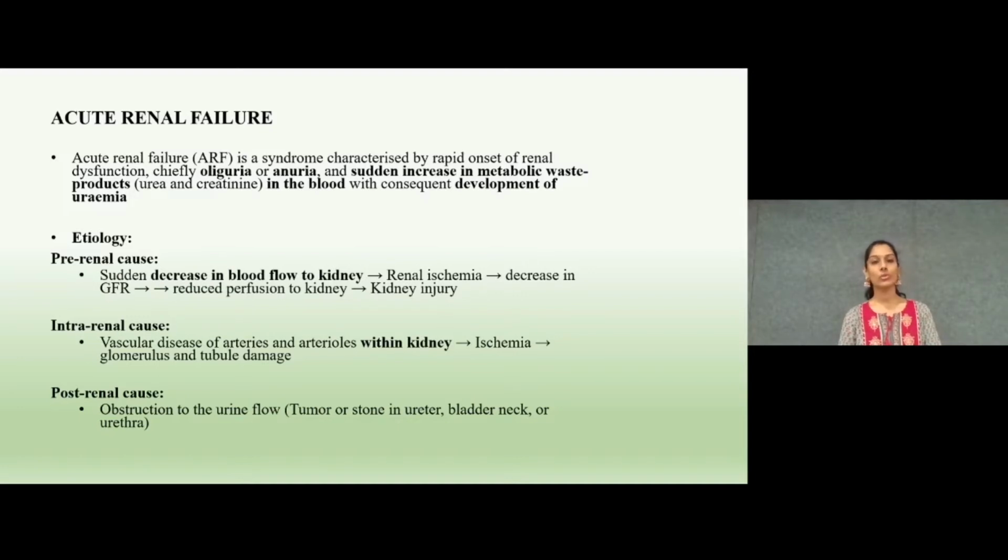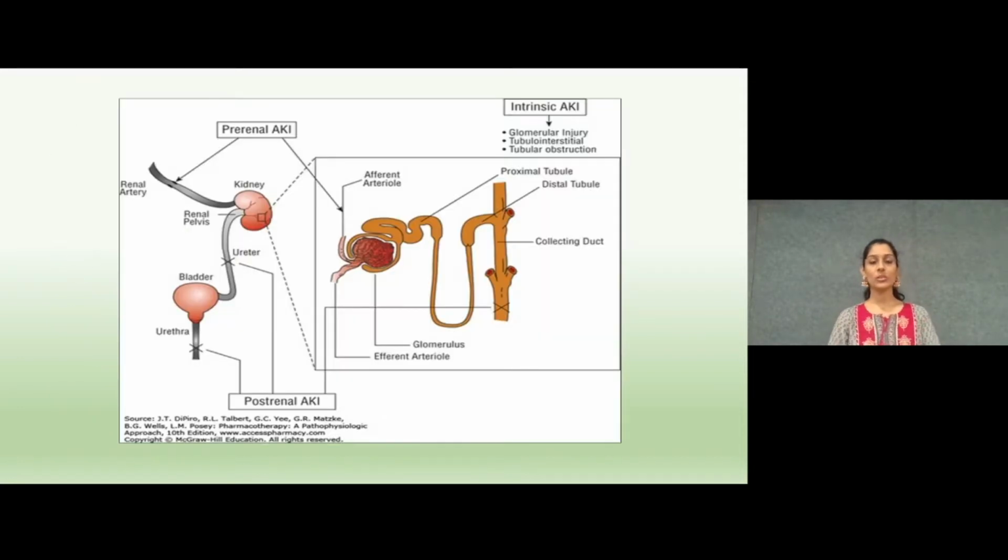Then the post-renal cause. In the post-renal cause, there occurs obstruction to urine flow. It can be due to a tumor or stone in the ureter, bladder neck or urethra. So this is the pictorial representation of the causes: pre-renal cause, post-renal cause and intrinsic cause.